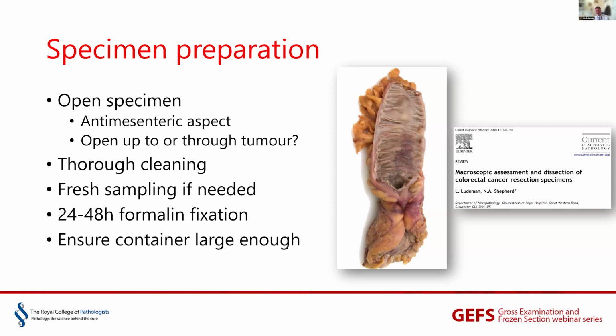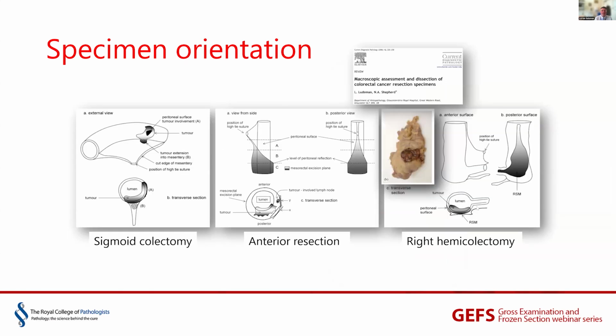And also, it sounds very obvious, isn't it? But make sure the container is large enough. Sometimes we receive specimens that are in containers that are far too small. And that could be because, of course, in theatre at that particular moment, there isn't a specimen container that's an appropriate size. But do consider transplanting a specimen into a bigger container if it doesn't seem as though there's enough formalin around. Make sure the specimens are well covered with formalin and not squashed into the container.